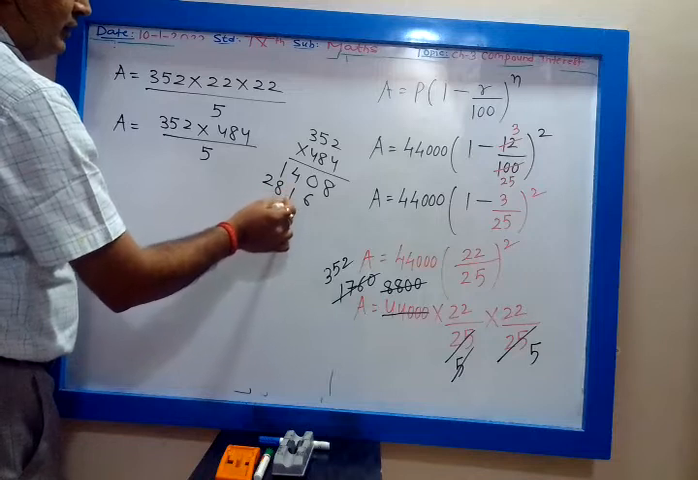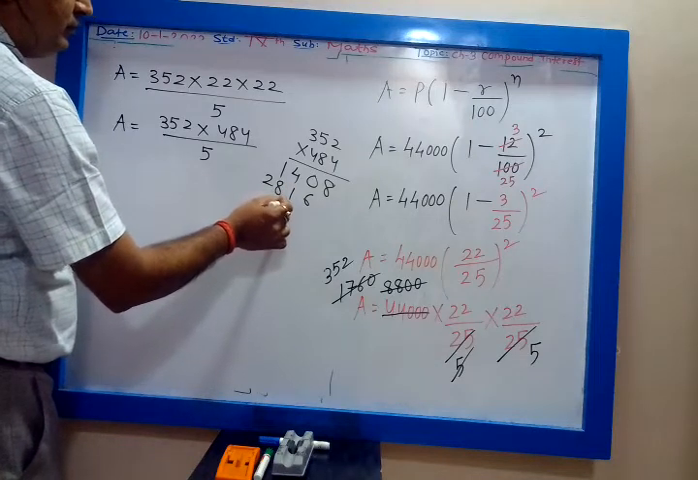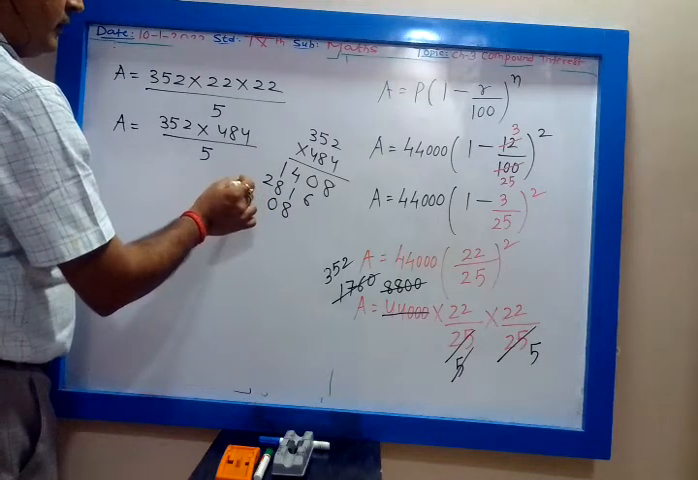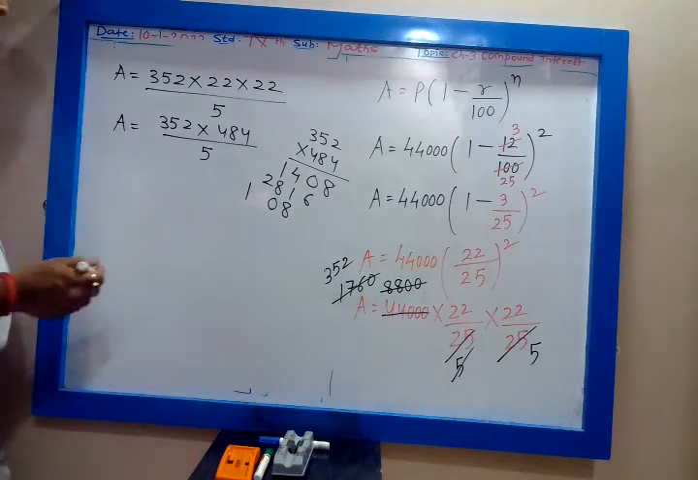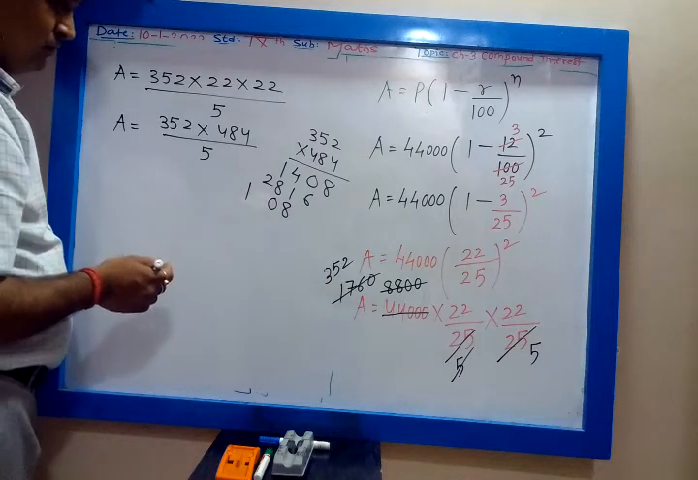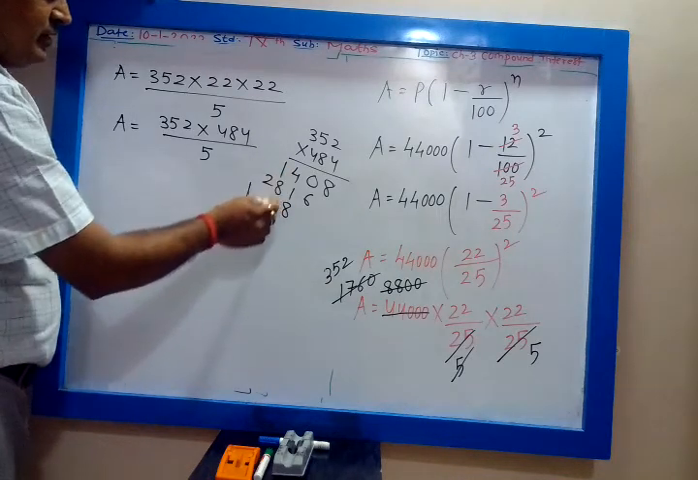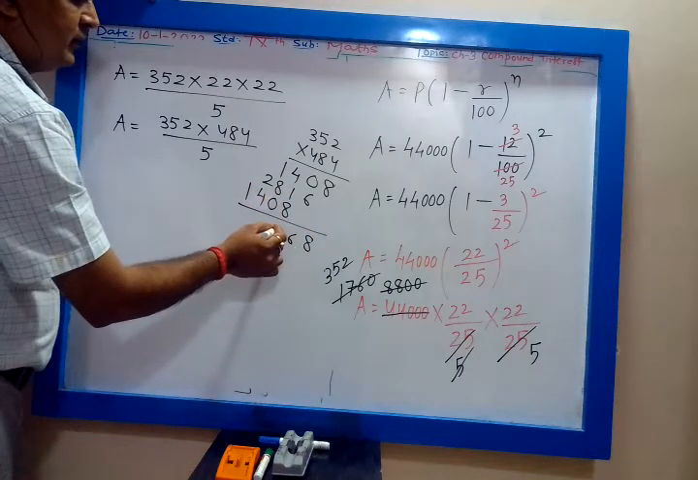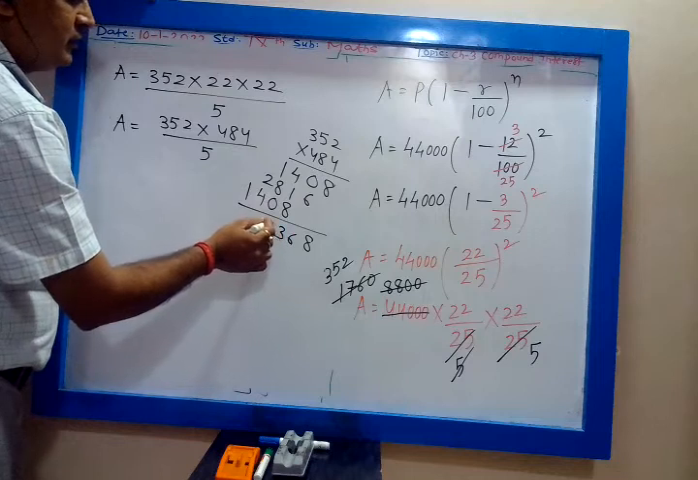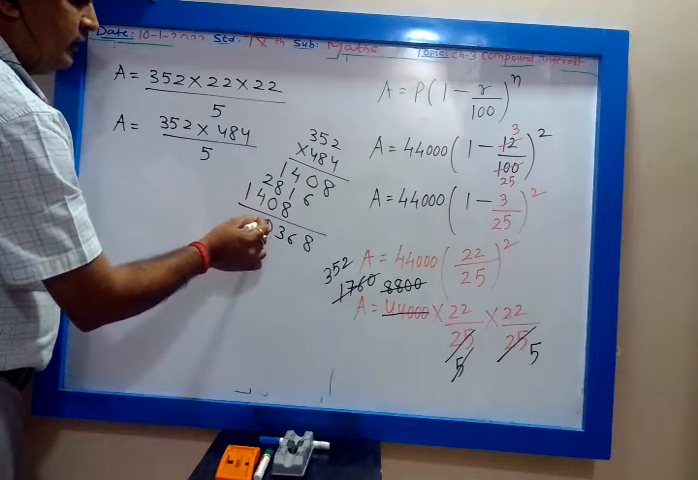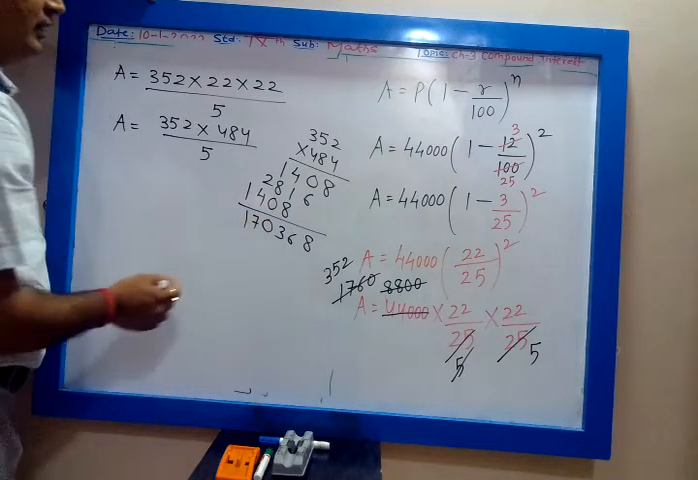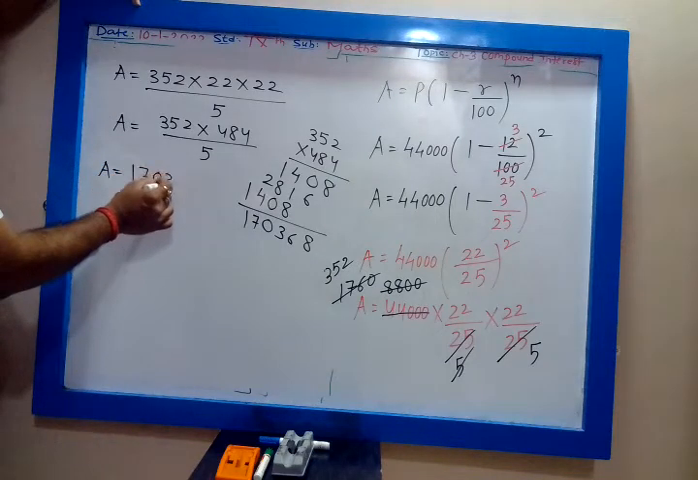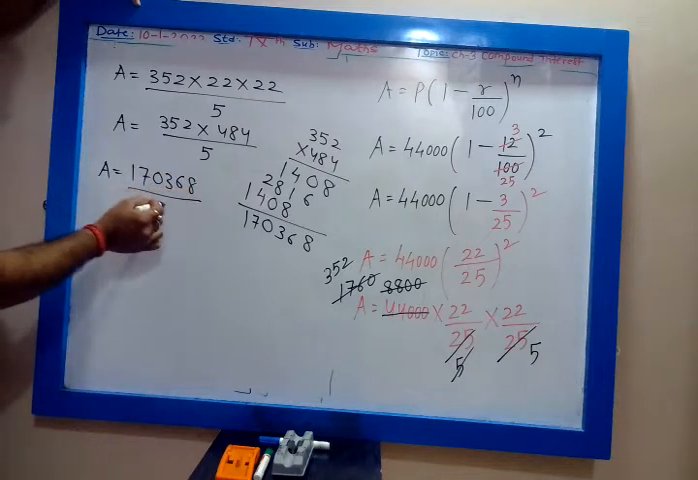4, 2 is 8, 4, 5 is 20, 4, 3 is 12. Then 8, 6, 3, 9, 10, and we get 1,70,368. Same answer. So 1,70,368 upon 5. Divide this.